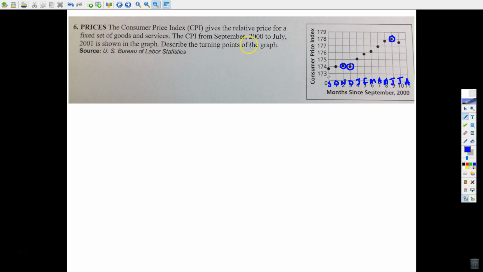Okay. So the question is, describe the turning points. Well, in what months do we have turning points that occur? Well, we already identified November, December, and way up here looks like June.